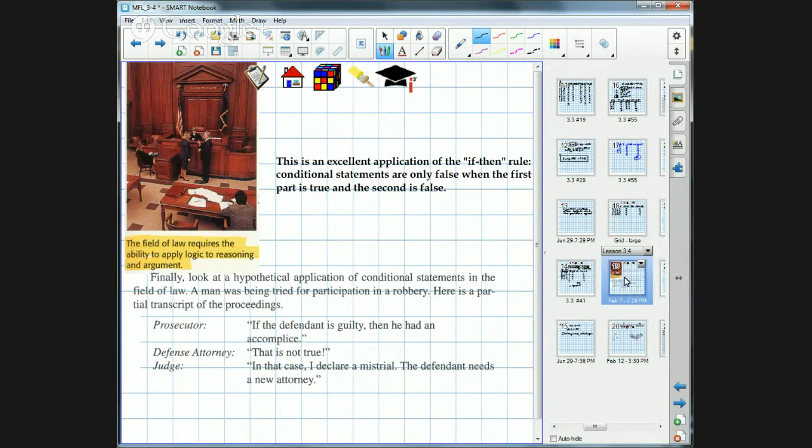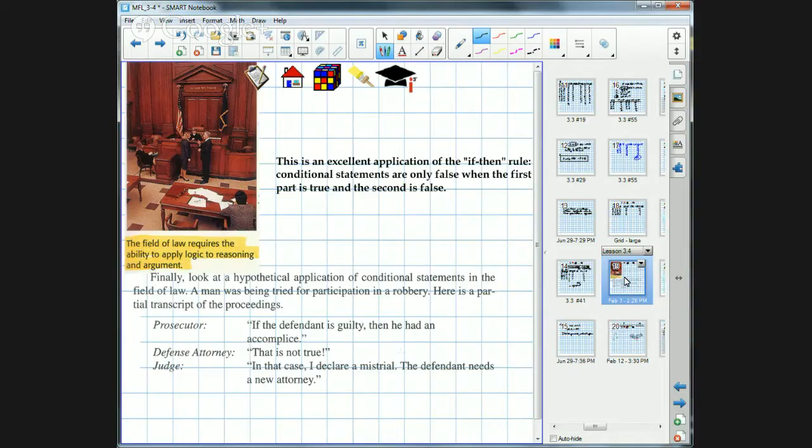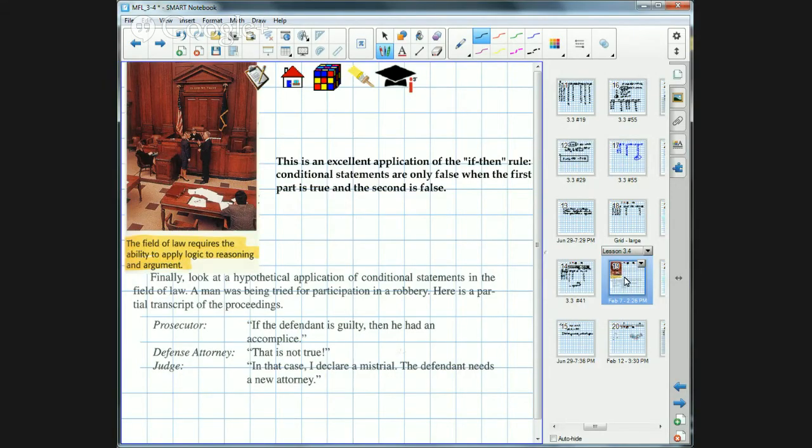So, first, this is kind of an interesting courtroom example. See if you can concentrate real heavily on this and see if you can get what's going on here. Okay? So, you got the picture, and I'm starting right at the bottom of the picture here. The field of law requires the ability to apply logic, to do reasoning and argument.